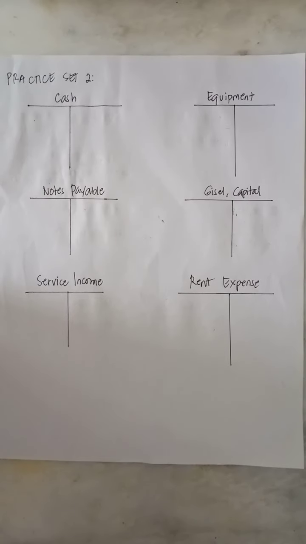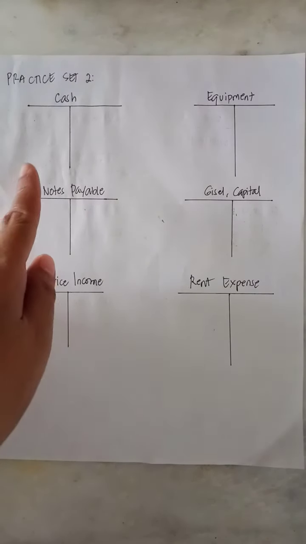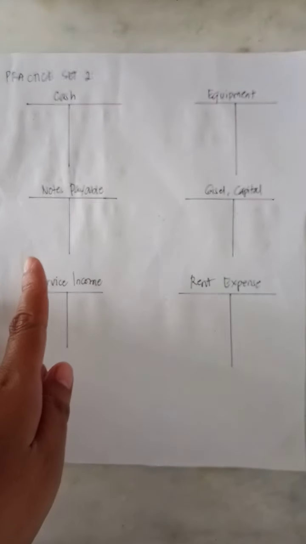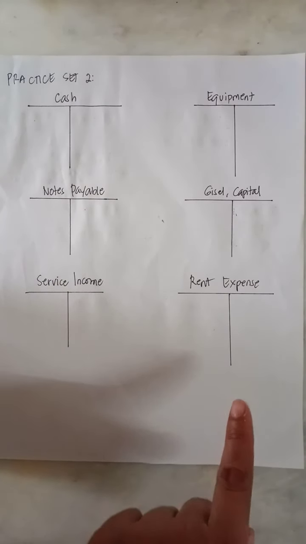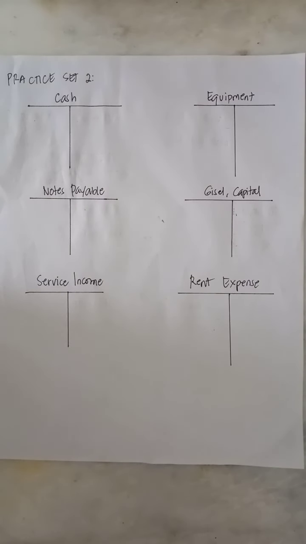Let's answer our practice set 2 for module 4. You need to open the accounts for cash, equipment, notes payable, capital, service income, and rent expense. Then you analyze and post the transactions in the T accounts. Then you make a summary of balances for the results of operation, nominal accounts, and the financial position. So let's have transaction number 1.